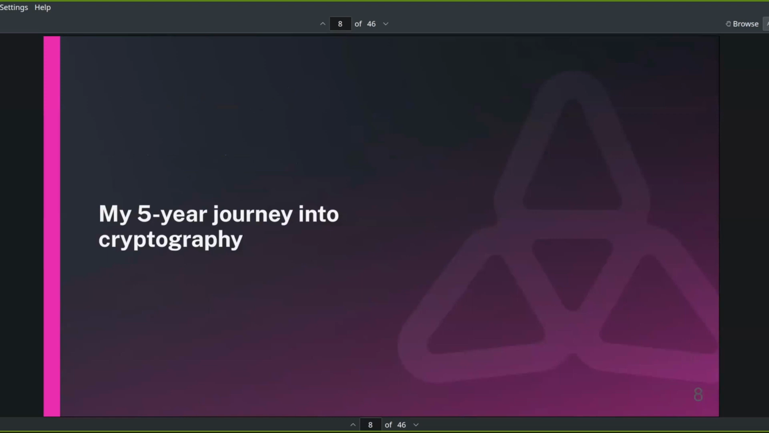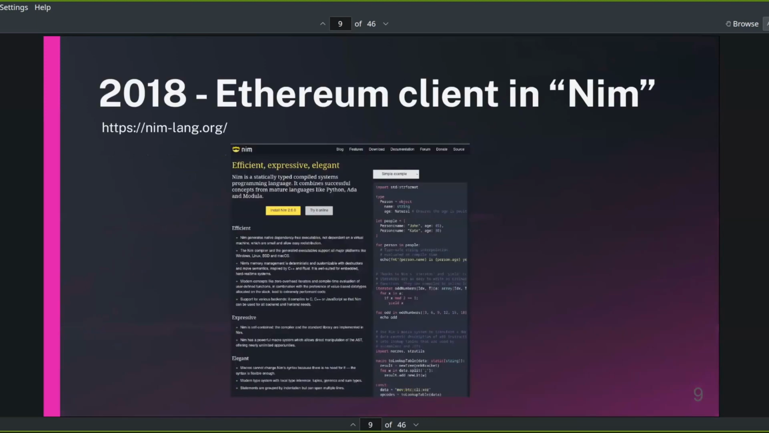Okay, so now onto my 5-year journey into cryptography. I started to work on the Ethereum blockchain in 2018. And into cryptography almost right away. Why? Because I started to work on Nimbus, the Nimbus client, which was written in a language called Nim that I assume almost no one knows.